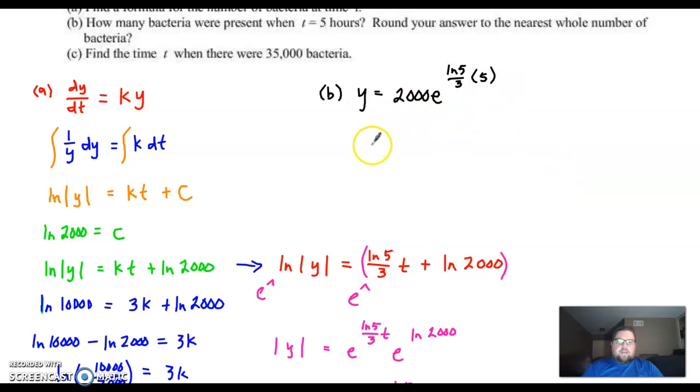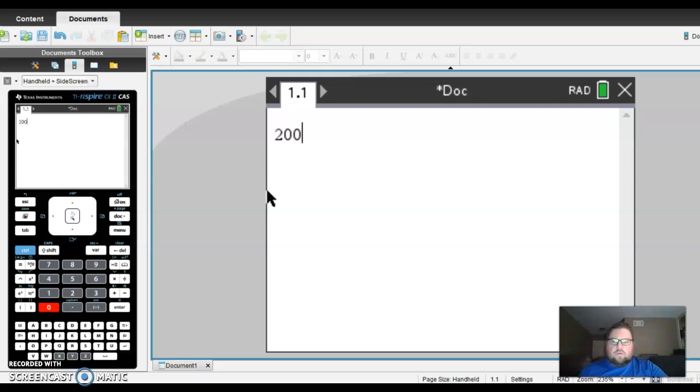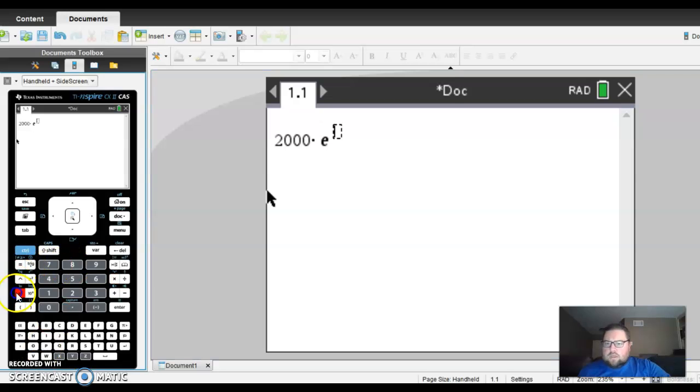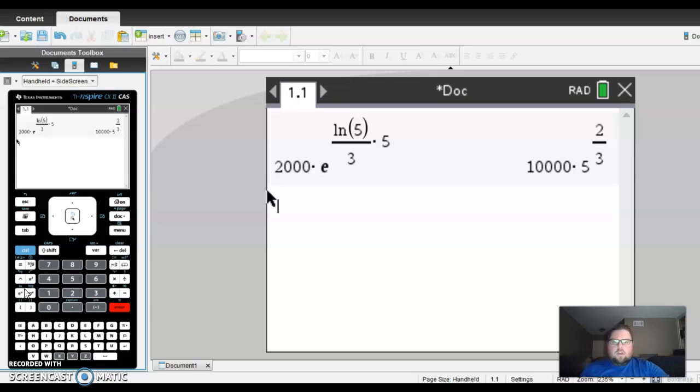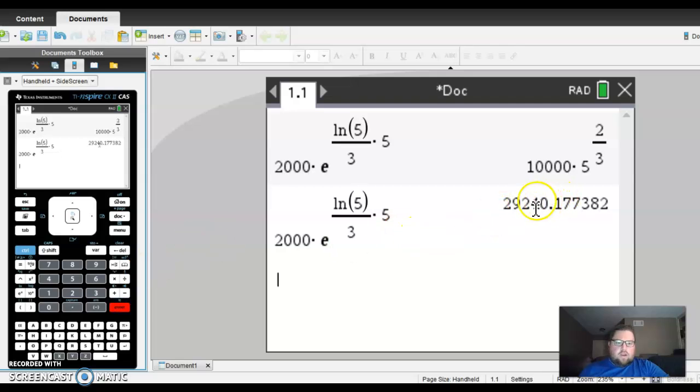All right, and we just plug that into the calculator and we will get an approximate answer. So let's do that real quick. All right, 2,000 times e to the natural log of 5, parentheses, divided by 3 times 5. And with the CAS, you have to hit Control Enter. I always forget to do that. All right, so 29,240 bacteria.